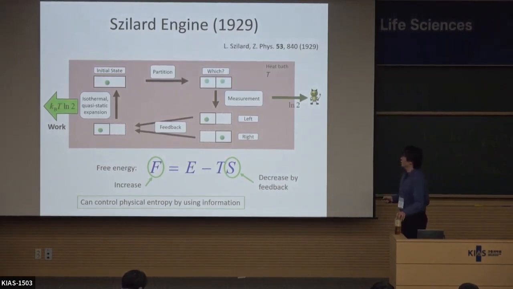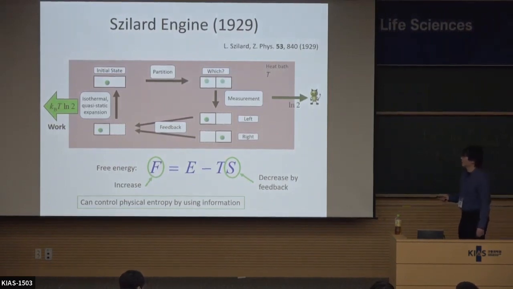So, okay, this is a Schrödinger engine. Also, we can see that the initial and the final state of this cycle is the same. So we can extract a positive amount of work from just a single heat bath. So apparently, it seems that this is a kind of perpetual motion of the second kind.